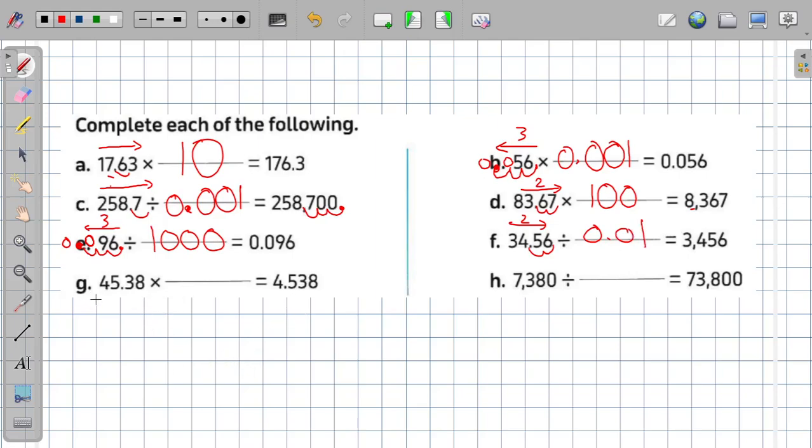Next, I have 45.38 multiplied by a number equals 4.538. So we moved the decimal point 1 place to the left. So we multiply by a decimal number. So it will be 0.1.